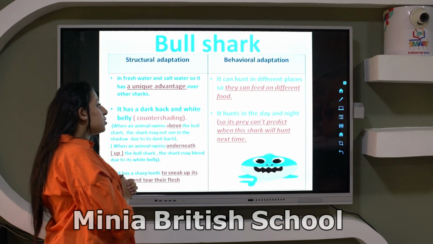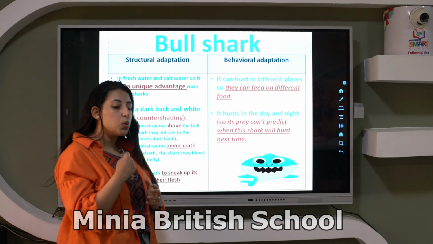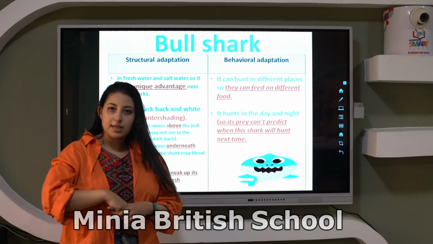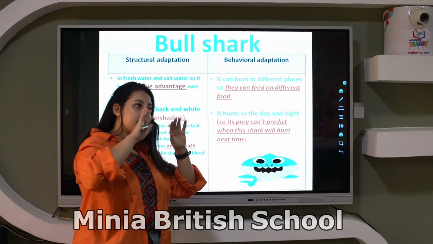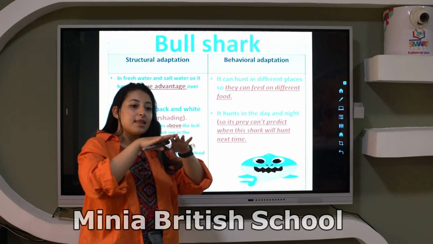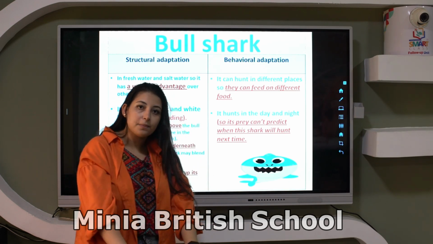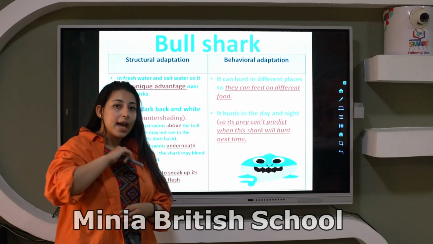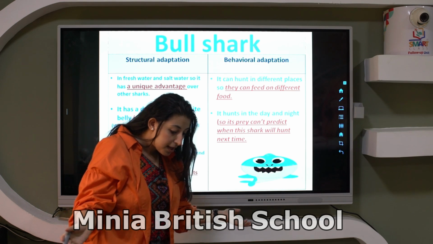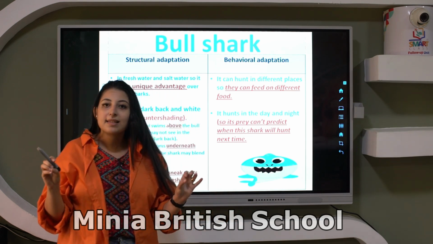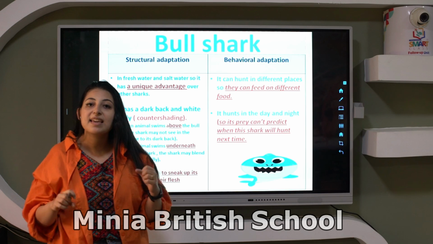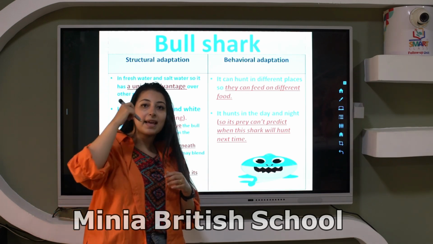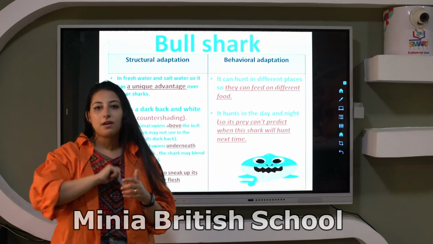What else? The bull shark has two colors. Its back is darker than its belly. Why? Its back looks like the dark of the sea at the bottom. So when some prey moves above this shark and looks downward, it cannot see it. This makes camouflage, as we said yesterday. It's hard to be seen because its back has the color of the bottom of the sea.